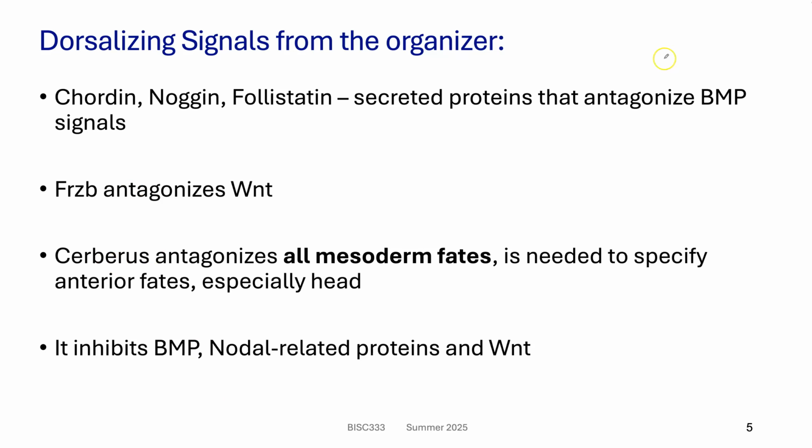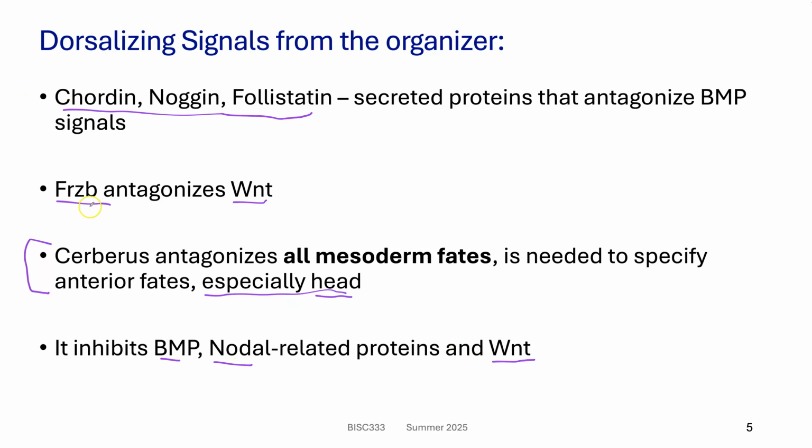Okay, so the ones that antagonize BMP: chordin, noggin, and follistatin. Okay, FrzB, I've explained how that antagonizes Wnt. And then Cerberus is an interesting one because it antagonizes basically all mesodermal fates, but it specifies anterior fates in the cells, the internalized cells, and especially head. So it's required for head, and it inhibits BMP, nodal related proteins, and Wnt as well. So it prevents any of these from signaling.